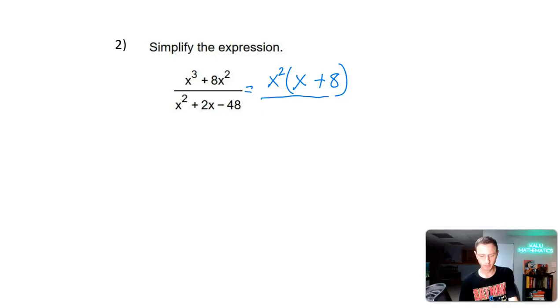On the bottom, I have a trinomial. So I'm looking to factor two numbers that multiply to -48 and add up to +2. That's +8 and -6, right? So x plus 8, x minus 6.